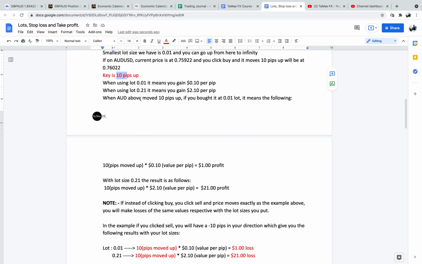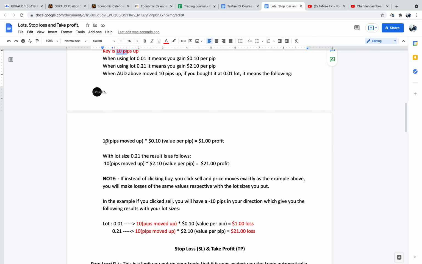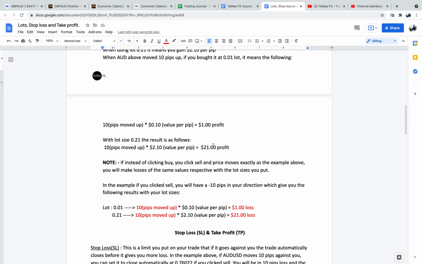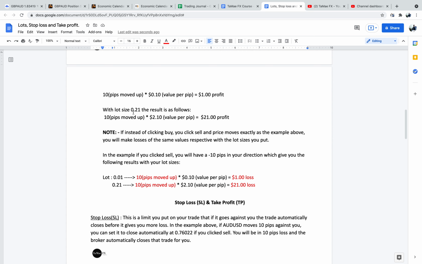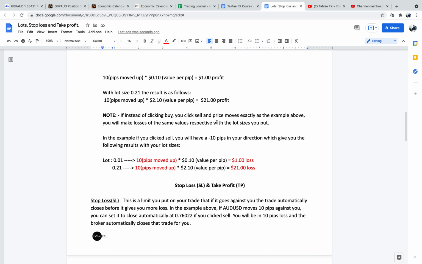When the Australian dollar above moved 10 pips up, if you bought it at 0.01 lot, it means the following: 10 pips moved up times 0.10, which is the value per pip, you are in $1 profit with the movement of the above setup. With a lot size of 0.21, the result is as follows: 10 pips moved up times 2.10, which is the value per pip, you'll be having $21 as profit.